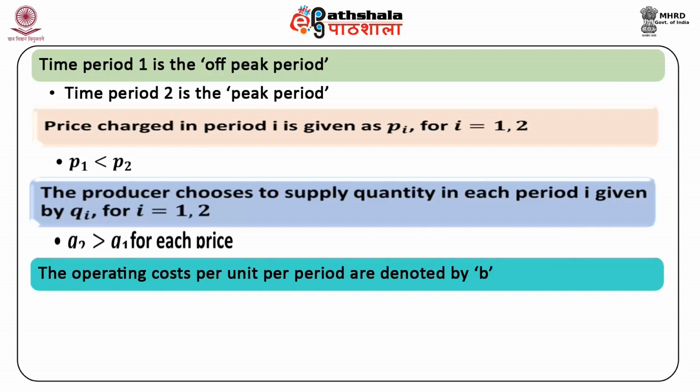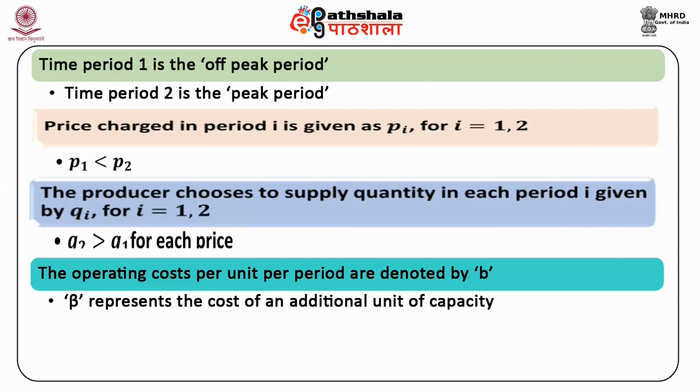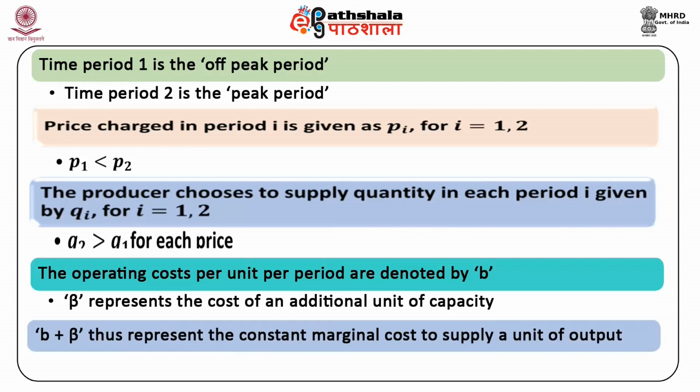The operating costs per unit per period are denoted by b, and beta represents the cost of an additional unit of capacity. Both of these are assumed to be constant. b plus beta thus represent the constant marginal cost to supply a unit of output. Capacity output is equal to capital Q.